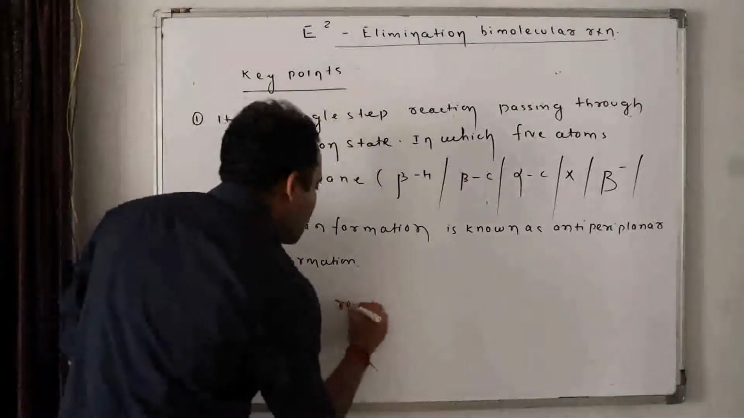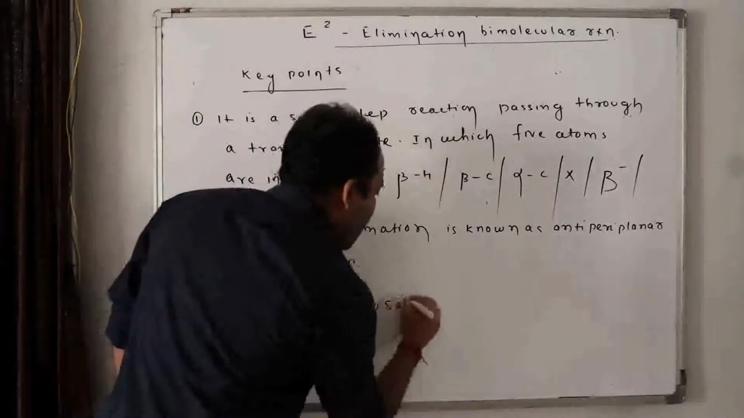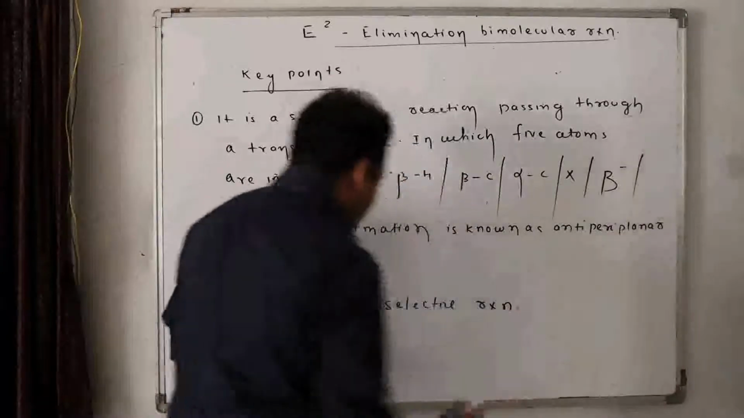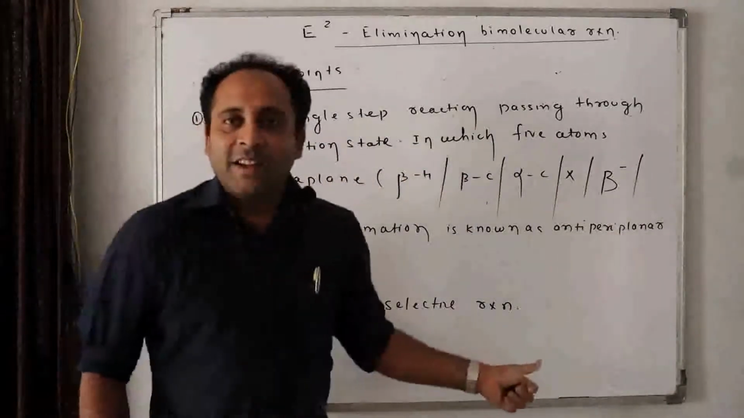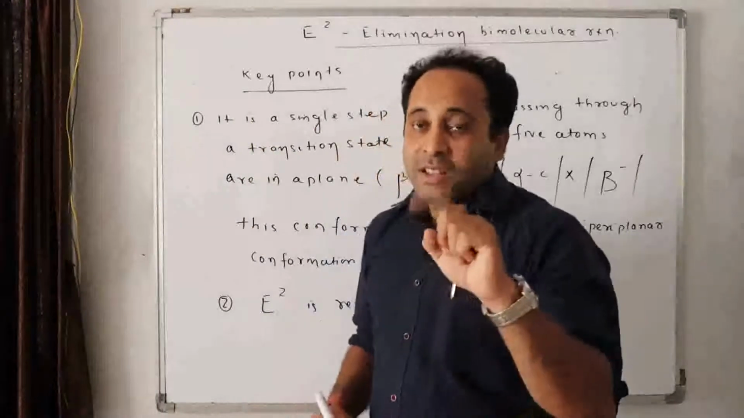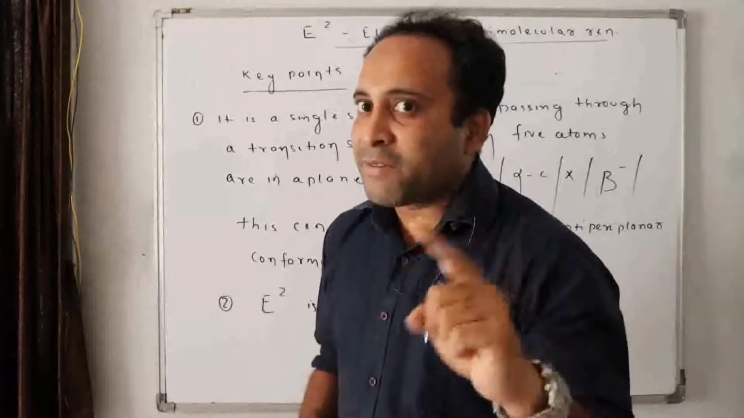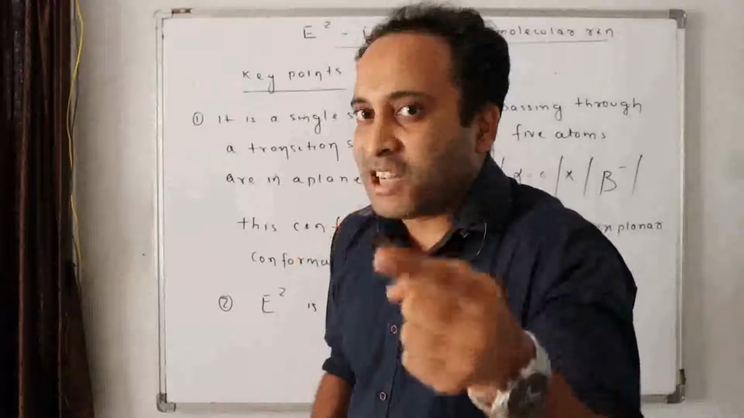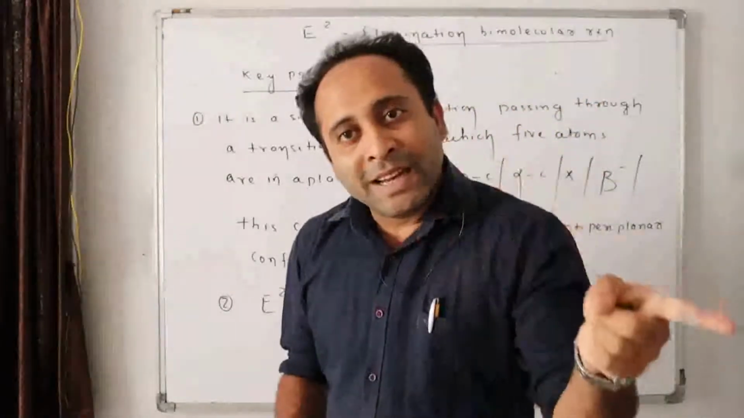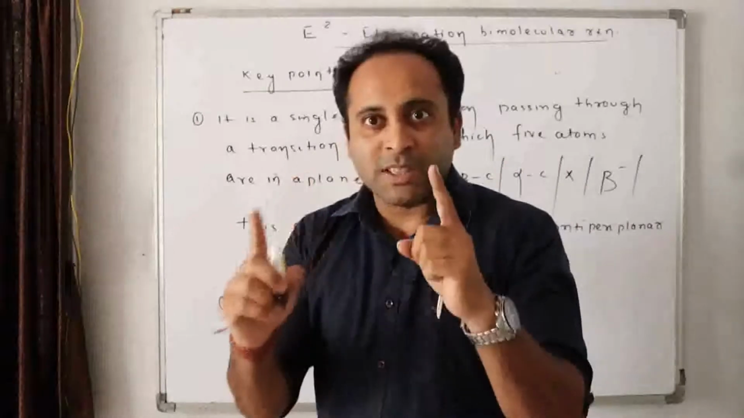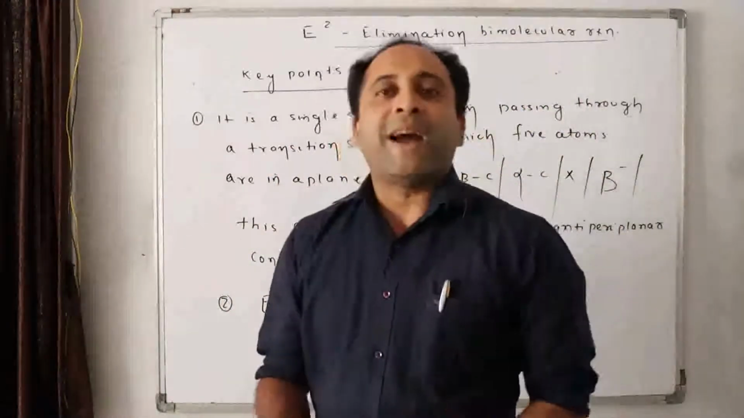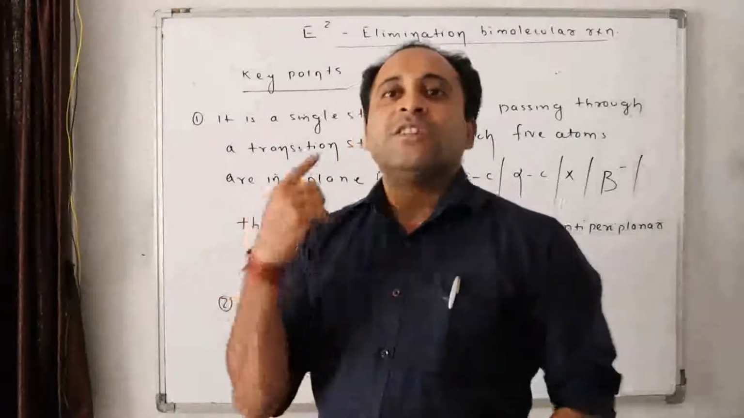E2 is regioselective. Do you remember regioselective? In the last class I discussed that E1 is also regioselective. That means the products formed are different from each other. Matlab, the products formed will be structural isomers, and one will be in more amount, the other one in less amount. One will be the major product, the other the minor product. So we say it is regioselective.